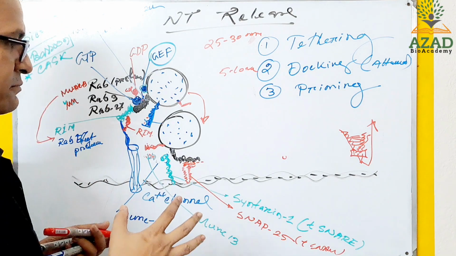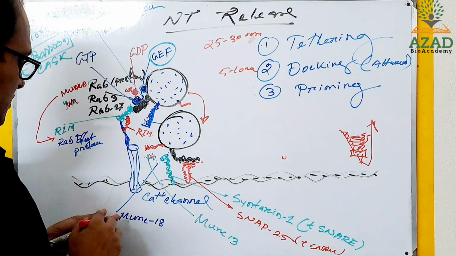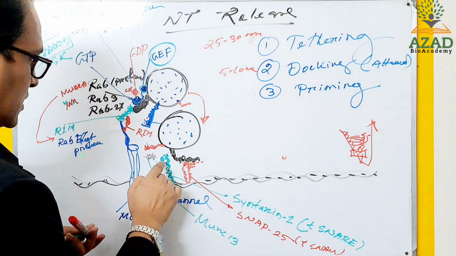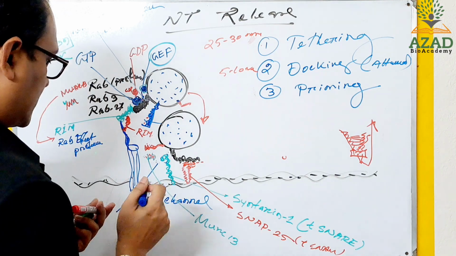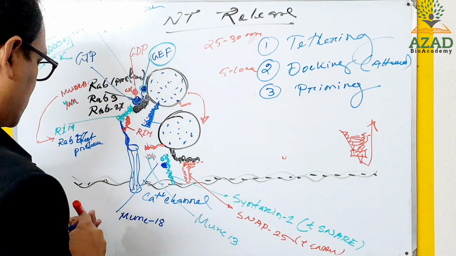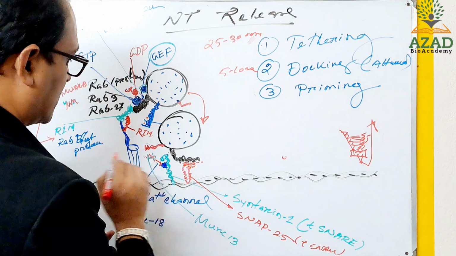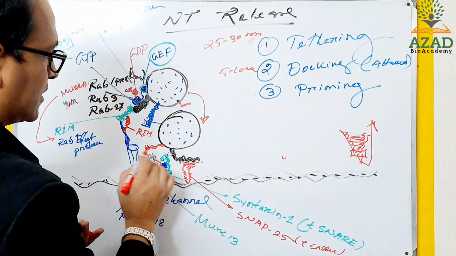Then MONK13 protein will displace this MONK18. Displace does not mean detach. It will not detach; it will displace from the active zone to a nearby position. So that means MONK18 will be displaced by MONK13, from the active site.